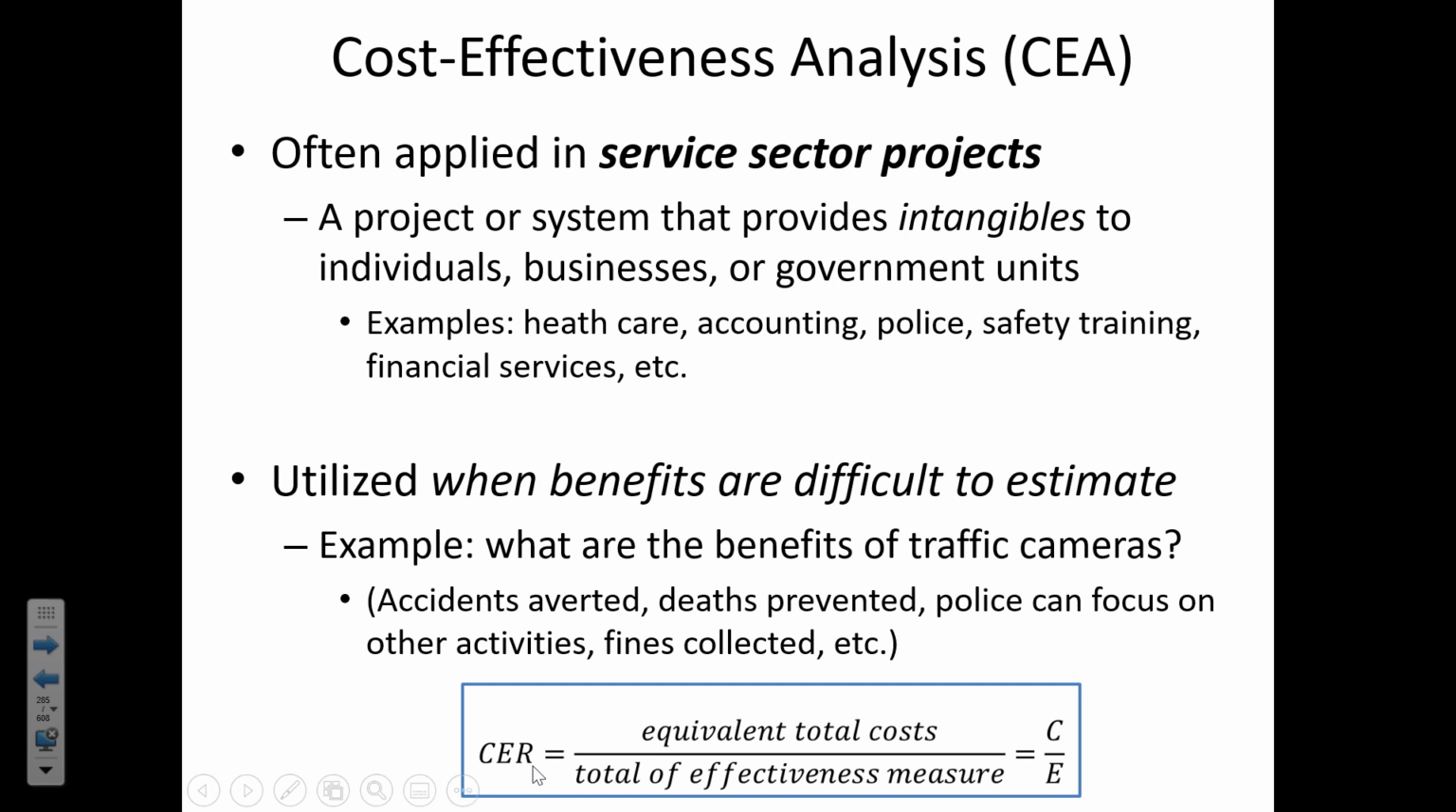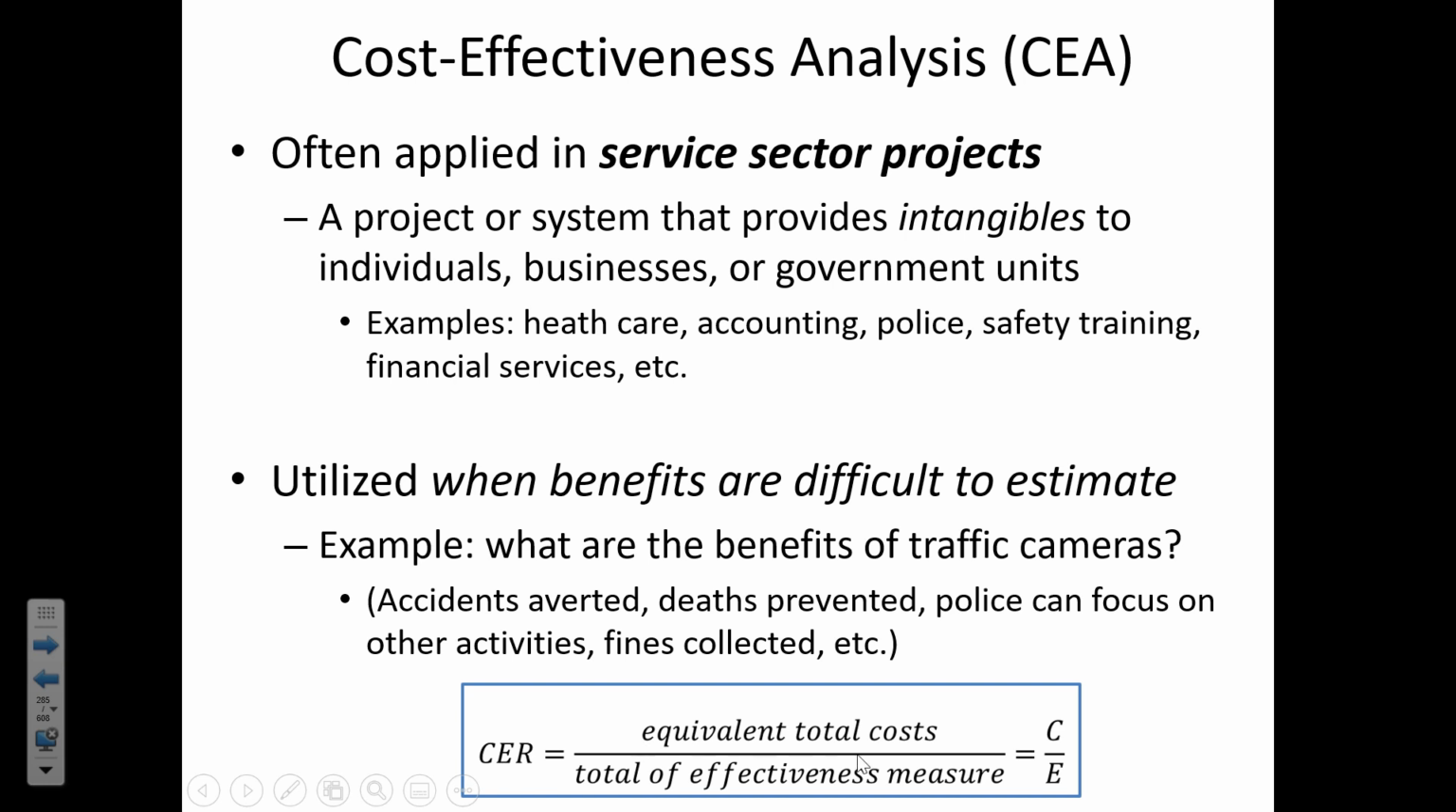effectiveness ratio. This CER, the cost effectiveness ratio, in the numerator, you just add up all of the costs, and that will be in terms of dollars. But then in the denominator, you'd have some measure of effectiveness, and it won't necessarily be in dollar units. So for instance, if you think about these different types of services, in the case of healthcare, it could be how many injections were administered.